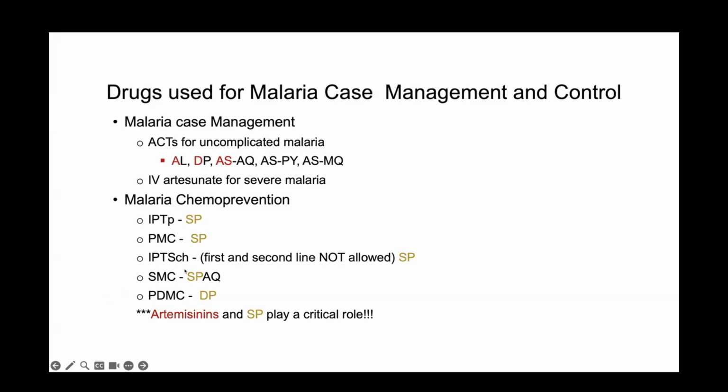And then for post-discharge malaria chemoprevention, which is not very common, the current WHO recommendation is to use DP. And therefore, in this slide, you realize that artemisinins and SP actually play a very critical role when it comes to malaria case management and chemoprevention.